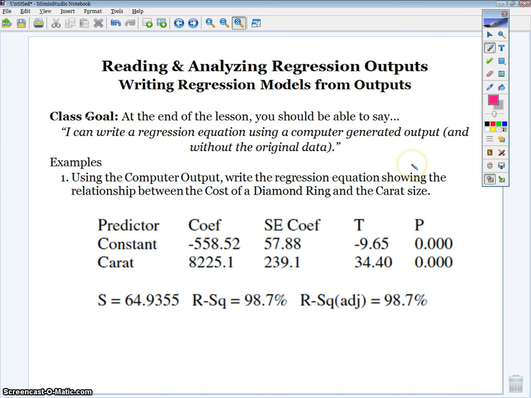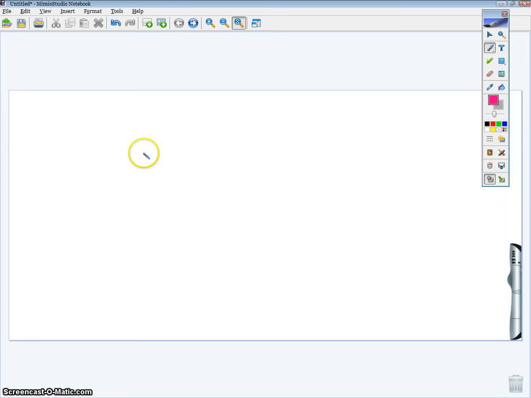Good morning. We're running out of time before the holiday break, so we're going to read and analyze regression outputs. Hopefully by the end of this lesson, you can say, I can write regression equations from a computer-generated output. Now, you kind of needed to be able to write the equations beforehand. So remember, y hat, the predicted y value, equals b0, the y-intercept, plus b sub 1, the slope, times x. All right, let's do it.